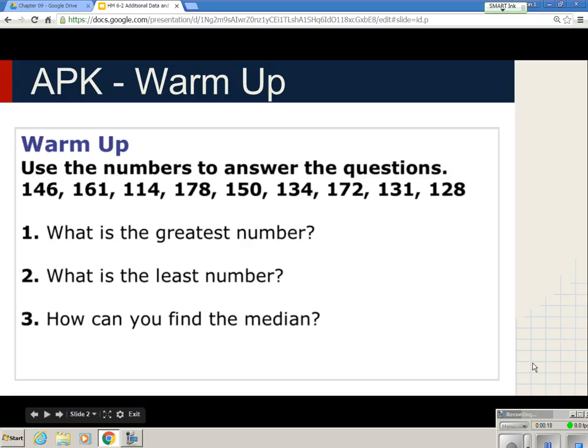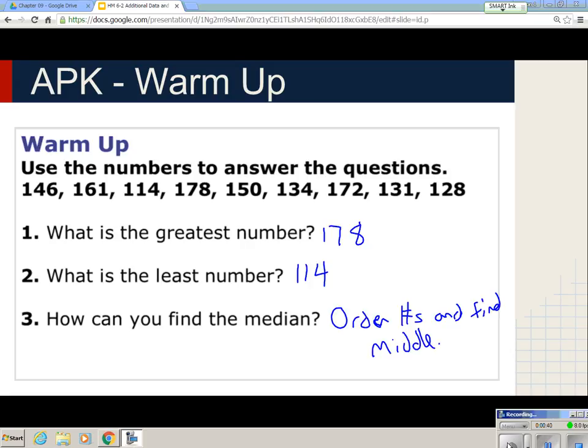Here is your warm-up. All I want you to do is take those numbers, figure out what the greatest number is, what the smallest number is, and you don't have to find the median. How can you find the median? The third one is telling me how you find it. Of course, you could also tell me the median if you wanted. When you're done, come on back.